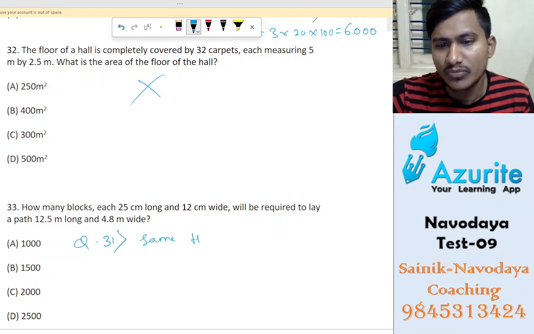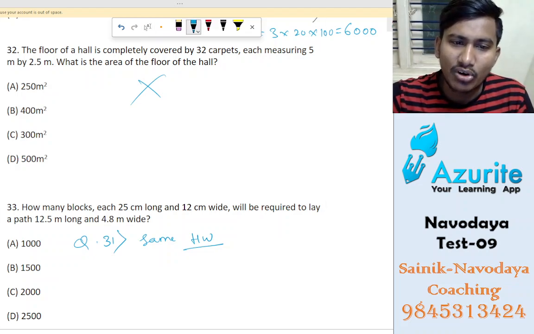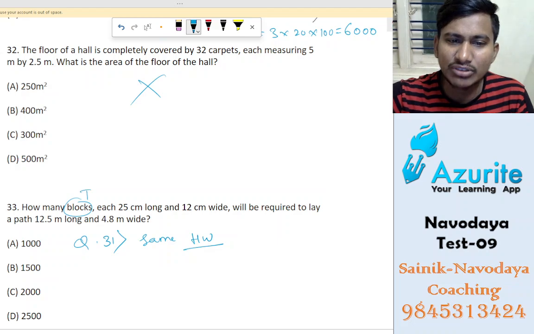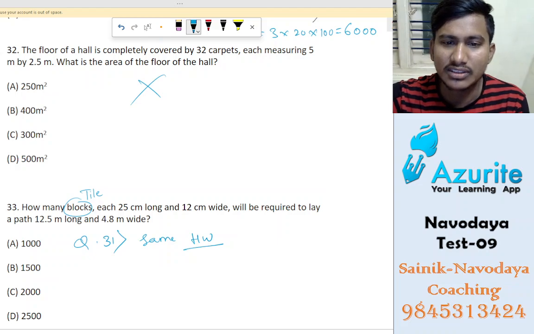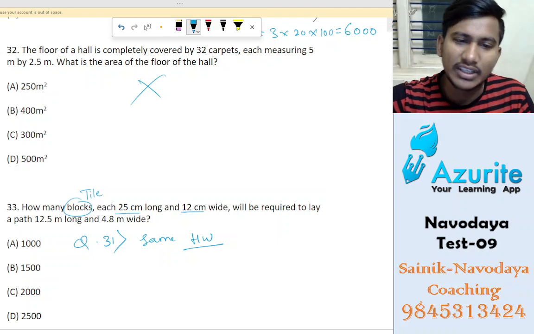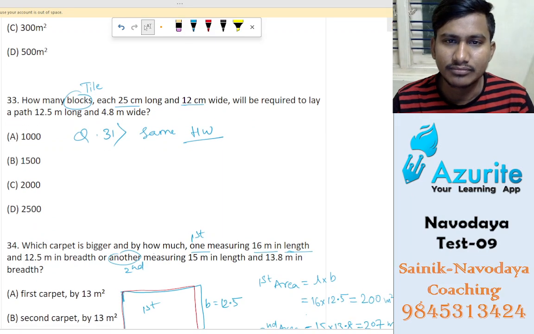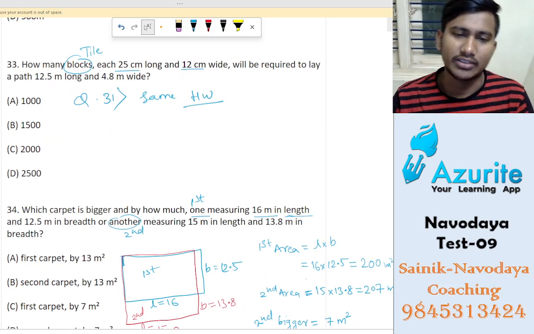Okay? Understand? So they have given how many blocks? Instead of tile, they have given blocks. Just take the blocks, 25 and 12, divide it, and you will get the answer. Will you do homework? 2000. Okay, fine. Okay, good.